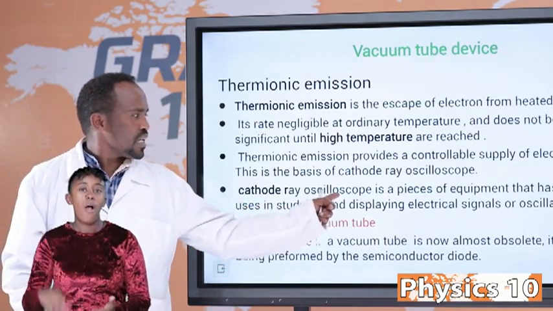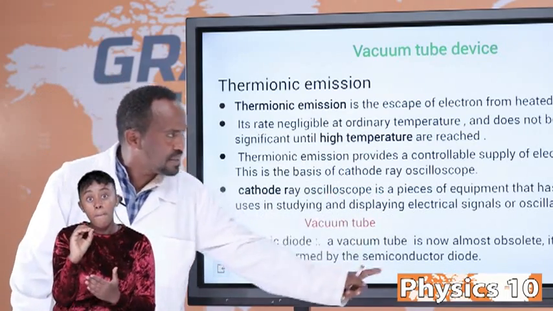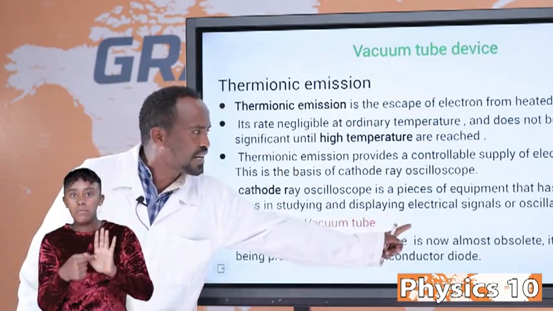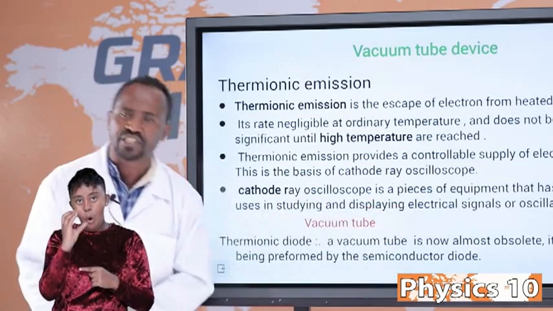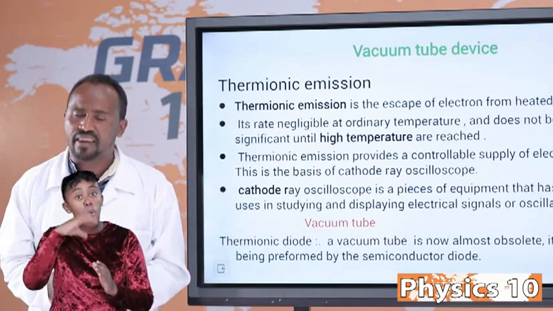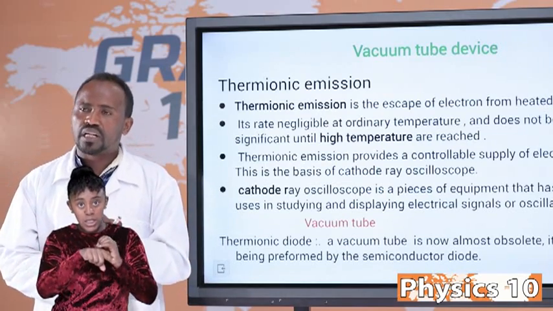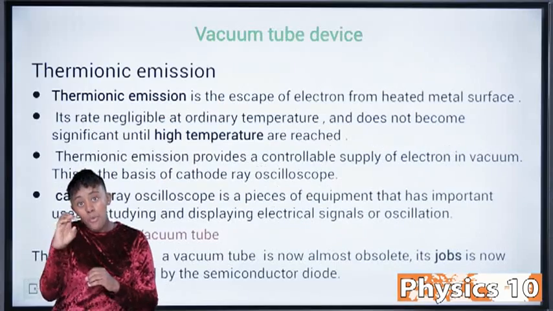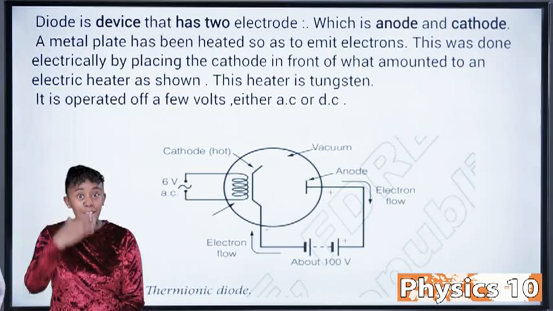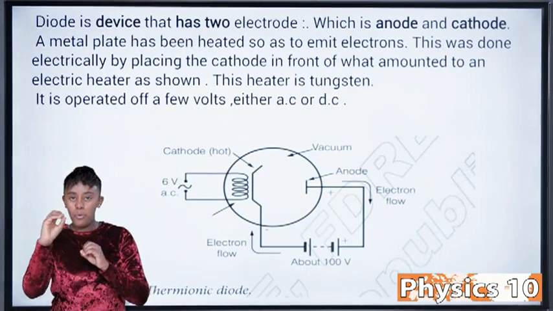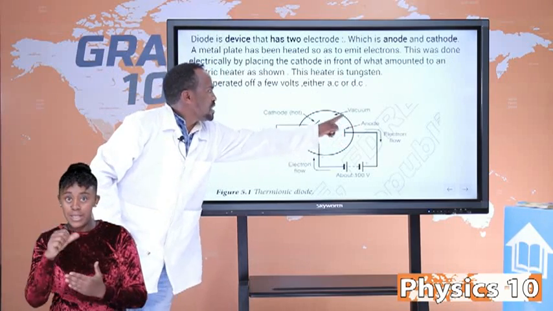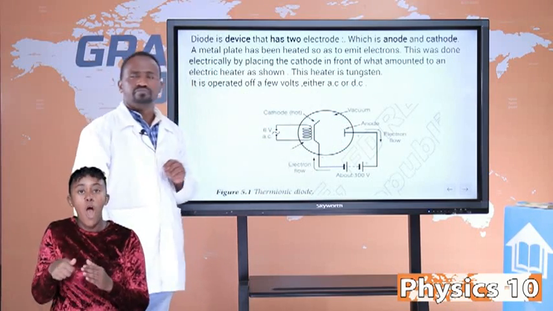So the cathode ray oscilloscope is a piece of equipment that is important in studying and displaying electrical signals or oscillations. Under this, a thermionic diode contains a cathode, an anode, and a heater. If you look at the diagram, this is the thermionic diode diagram. It contains this cathode and this anode. Generally it is a vacuum.